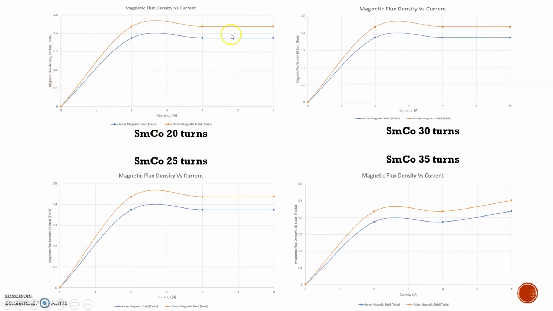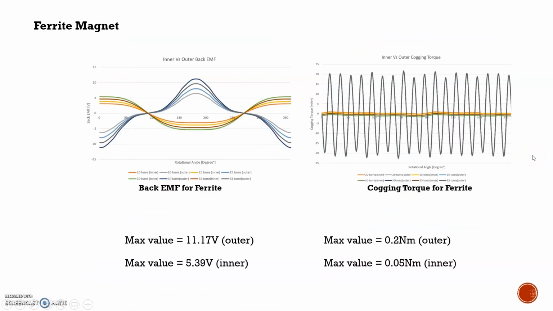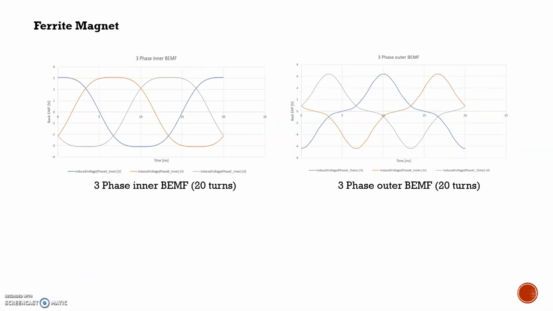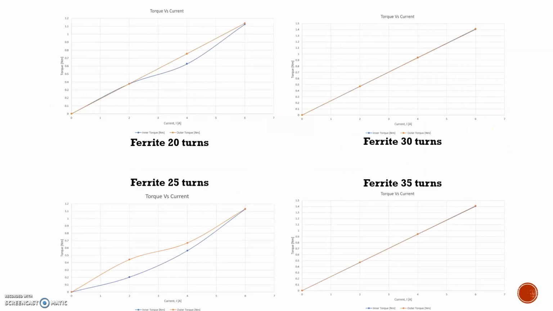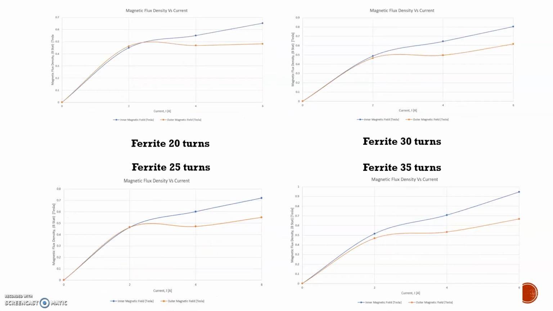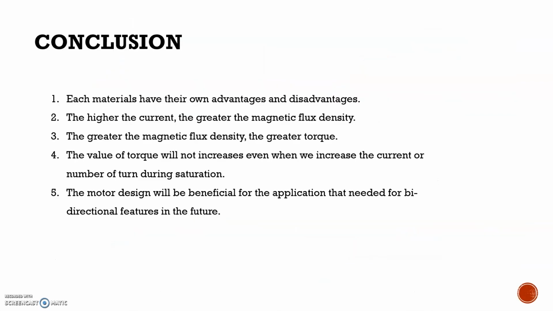This is also the same: when the magnetic flux density achieves the saturation level, it will not increase anymore. Also, this is the same for the ferrite magnet, like 3-phase, and then this is the torque for every number of turns, and this is the magnetic flux density for every number of turns. The conclusion for this presentation is that each material has its own advantages and disadvantages.